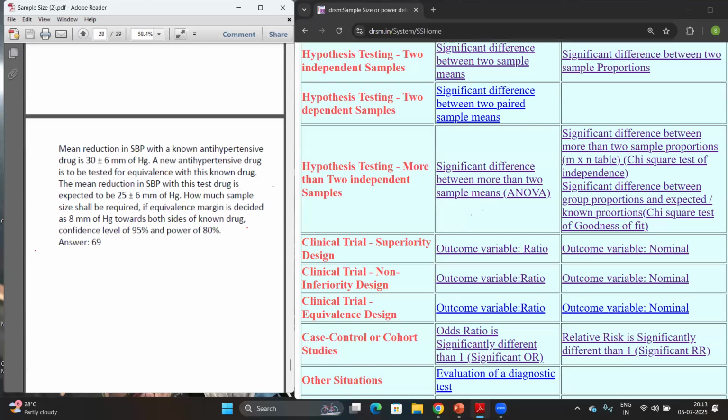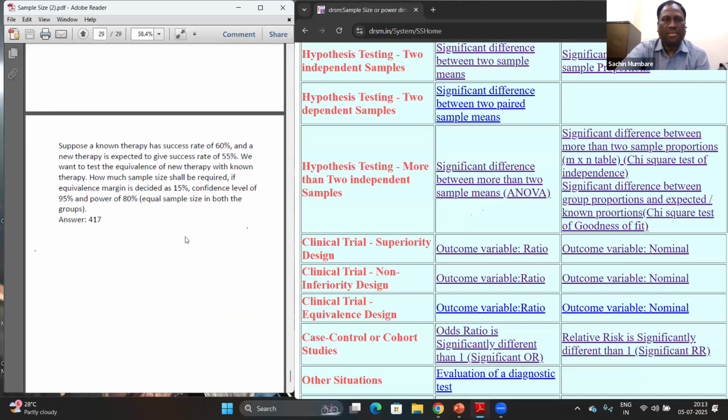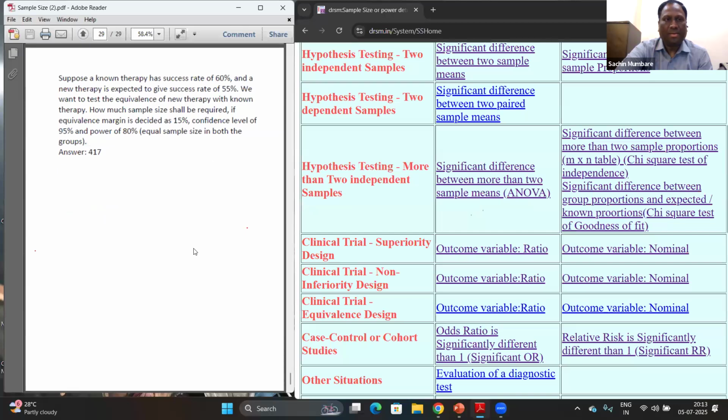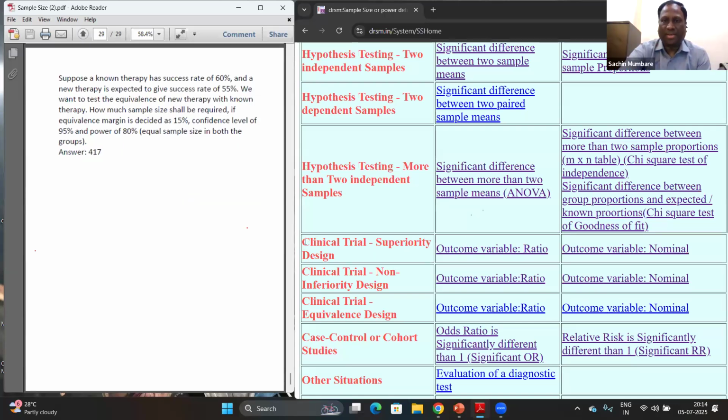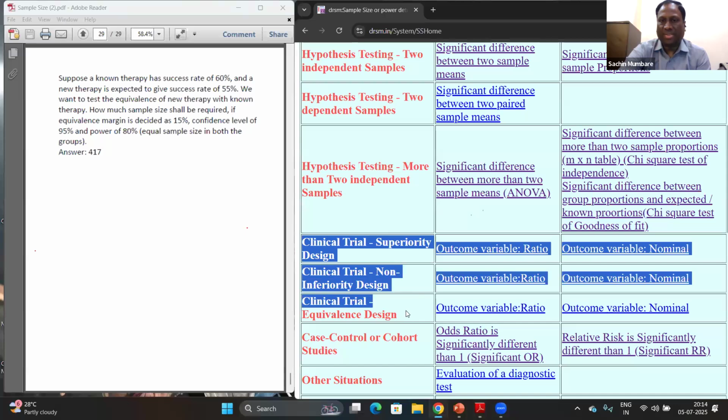69. Okay. Next. This is 457, 417. Okay. So you understood what is superiority design, non-inferiority design, equivalence design, and how to calculate sample size for each one of these.